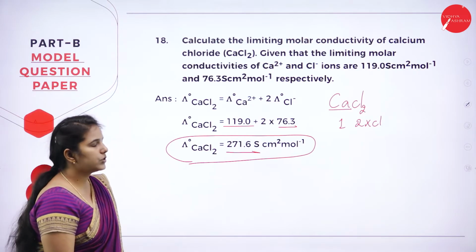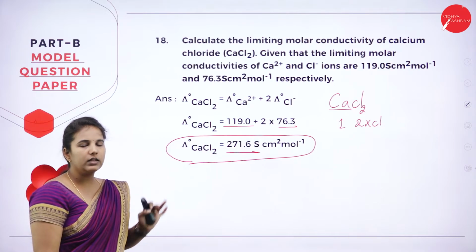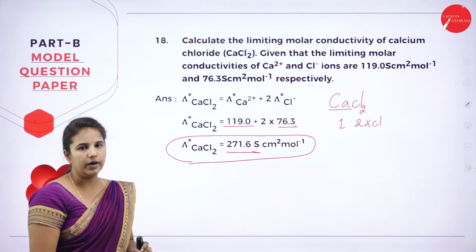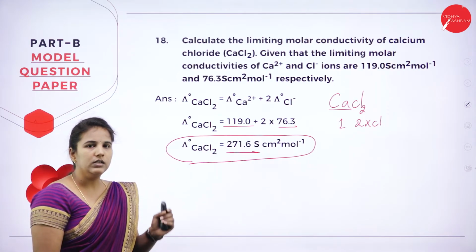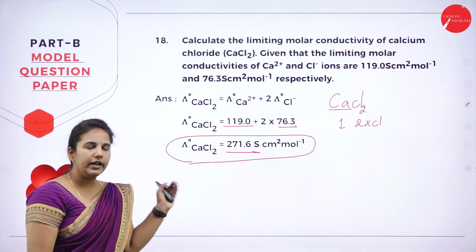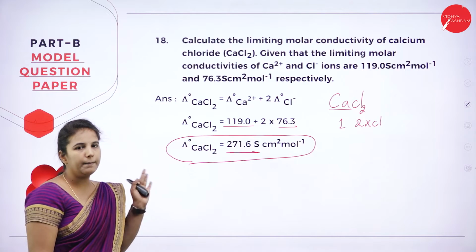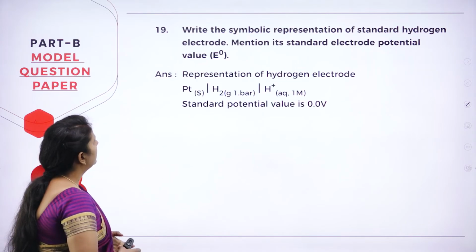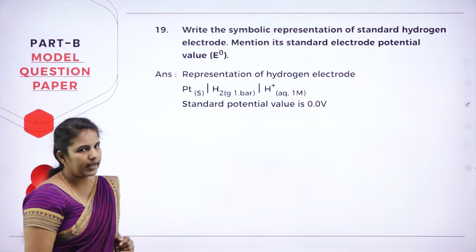So, hope you all understood this numerical. By solving this numerical, you will get 2 marks, and it is very easy. Just by adding the molar conductivity of the ions, you will get the molar conductivity of that particular compound. Then, the next question goes like this.